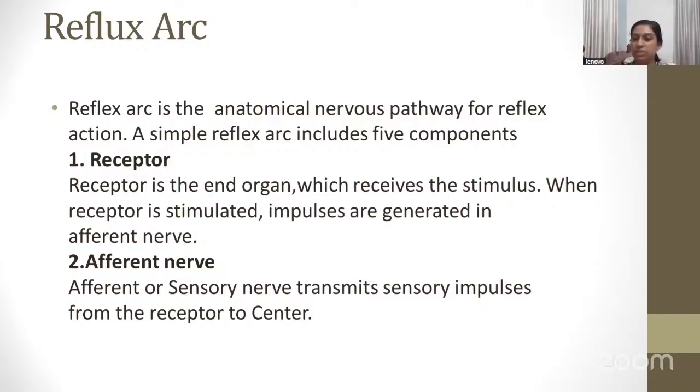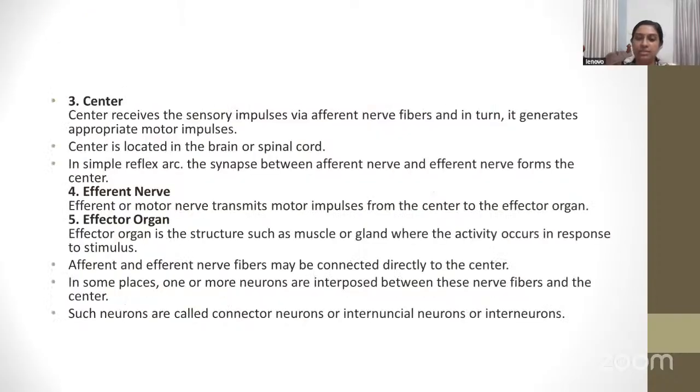The afferent nerve, or the sensory nerve, transmits the sensory impulses from the receptor to the center. Usually it is the spinal cord, the ventral horn of the spinal cord. Motor reflexes are carried by the ventral horn of the spinal cord. So this afferent nerve transmits the sensory impulses from the receptor to the center, the spinal cord. First is the receptor, second is the afferent nerve, third is the center.